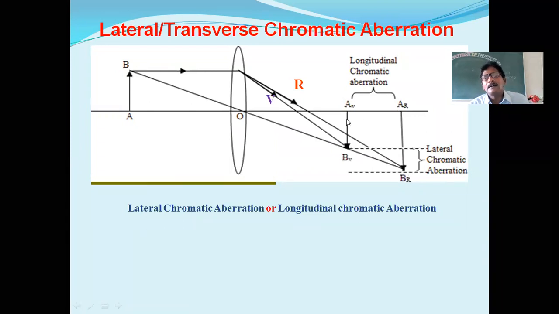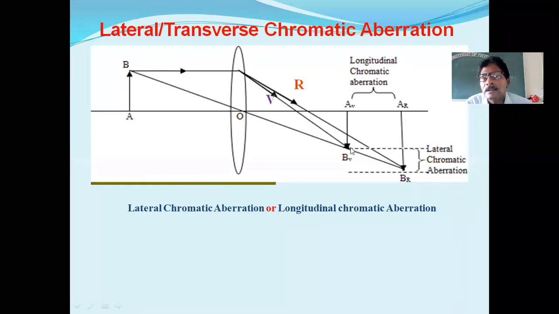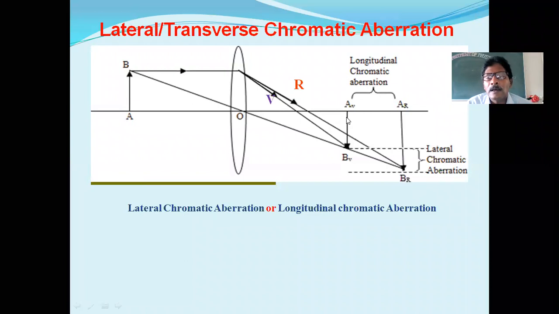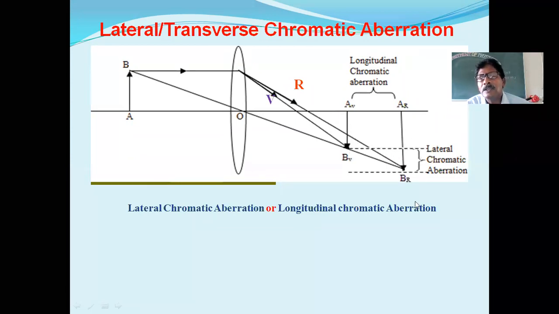See here, the size of the violet colored image is lesser. As the light ray travels further, the magnification increased because the point of intersection is at a farther distance from the principal axis. So the red colored image is more amplified than the violet colored image. So there is some difference between these two images. That difference is the measure of lateral chromatic aberration or transverse chromatic aberration.